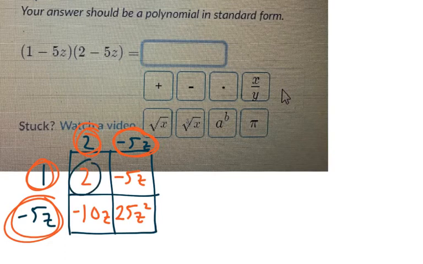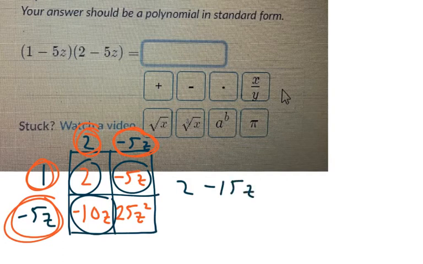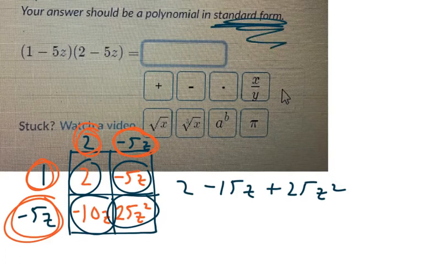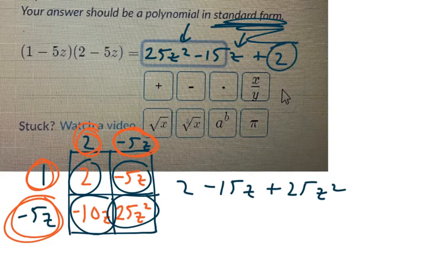Our answer would have been 2 minus 15z plus 25z squared, right? But notice they wanted it in standard form, which means we have to type it in as 25z squared minus 15z plus 2. Remember the order in my first video I think I made for you: you go highest power to lower power in order.